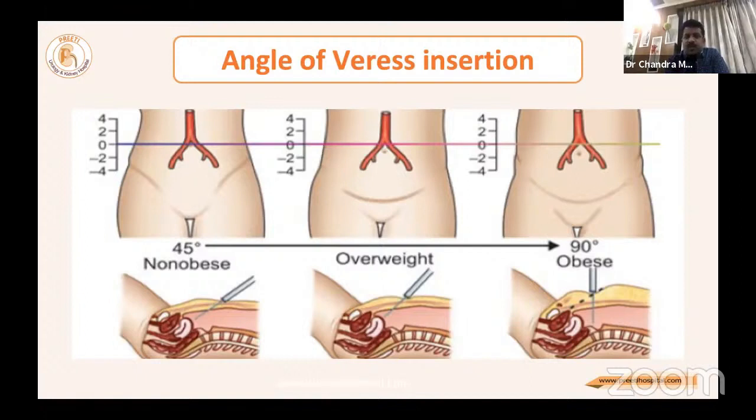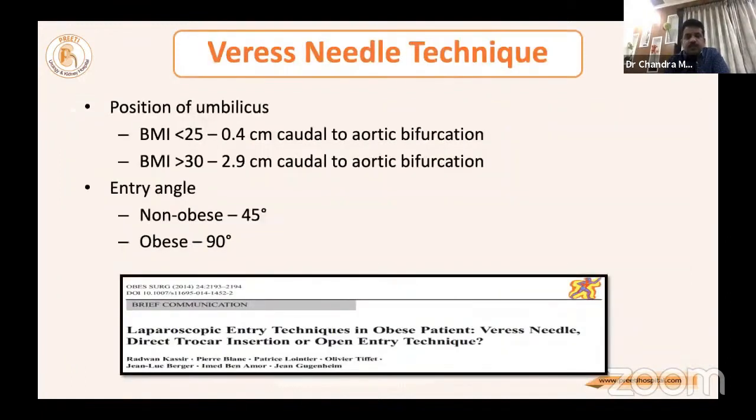In overweight patients, you should make the angle a little more obtuse. And in obese patients, it should be vertical because the length from the skin to the rectus sheath and peritoneum will be long. Now the most important thing is where you insert the Veress needle: the aortic bifurcation should be kept in mind. So if the BMI is less than 25, it is 0.4 centimeter caudal to the aortic bifurcation.